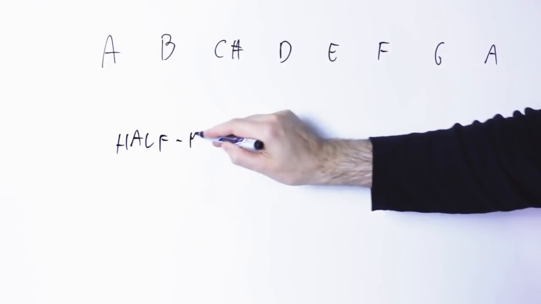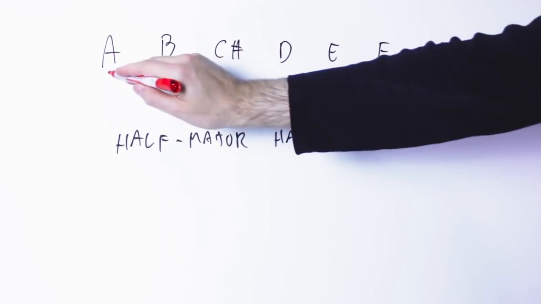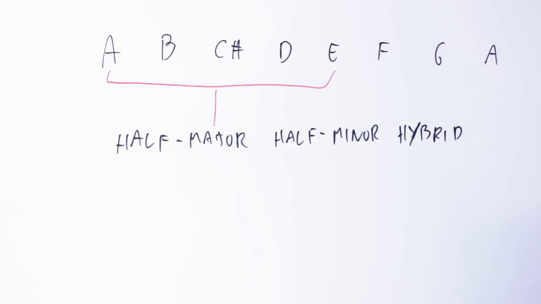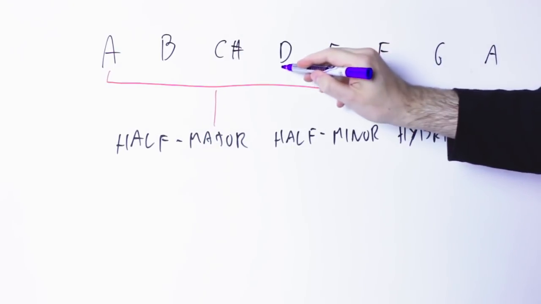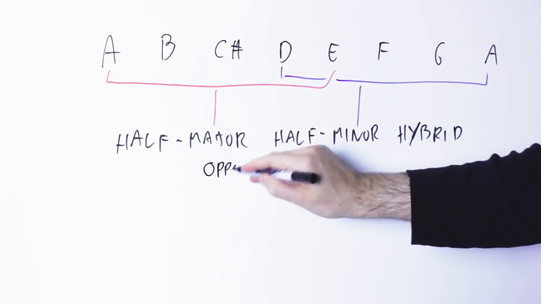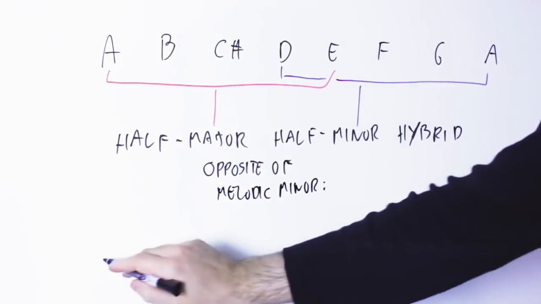Now, this scale sounds great because it's a hybrid of a major and a minor scale. And indeed, if I take the first 5 notes of the scale, A, B, C sharp, D, E, those will be the same 5 notes I find in the A major scale. But if I take the notes from D to the next octave A, D, E, F, G, and A, those will be the same 5 notes I find in an A minor scale. In a sense, from this point of view, this scale is the opposite of what we do on an A melodic minor. What do I mean with that?